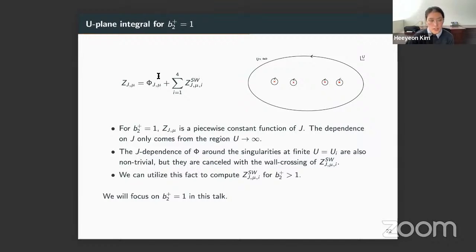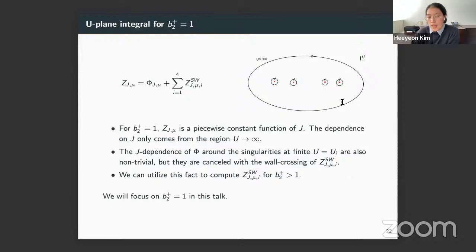And if you look at this u-plane integral contribution, you can argue that the dependence on the metric, the wall crossing piece, can be understood as a contribution from the contour integrals around the singularities in the u-plane. So these are the singularities in the strong coupling regime, and there is also possibly a contribution from the singularity at infinity. And you can argue that the metric dependence around these strong coupling singularities precisely cancels that of the wall crossing contribution of the Seiberg-Witten contribution at the four singular points, which means that the wall crossing of this entire partition function only comes from the contour integral around u goes to infinity.